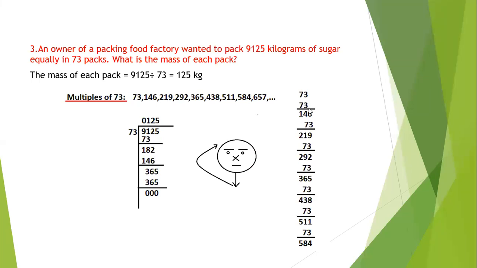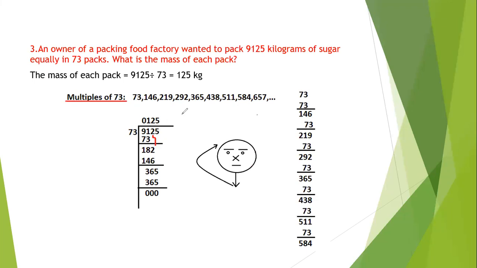When we divide, first write the multiples, then start to divide. 9 not divisible, take 91, divide by 73, it's here. 91, when I divide by 73, equals 1. 1 times 73, 73, subtract 18. Bring down 2. It's 182.